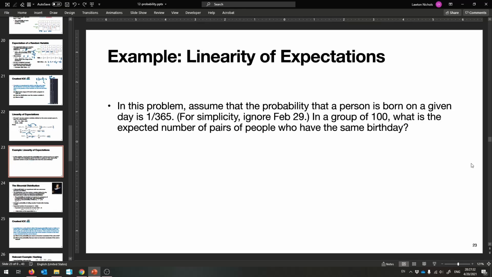So let me try and make that happen. Let's make one random variable for every pair of people, and it'll be a 1 if they have the same birthday, and a 0 if they don't. All right, so let's do this. How many pairs of people are there? Because that's essentially what we want to count. We got 100 people. How many pairs of people are there in that group of 100? There are 100 choose 2 pairs of people.